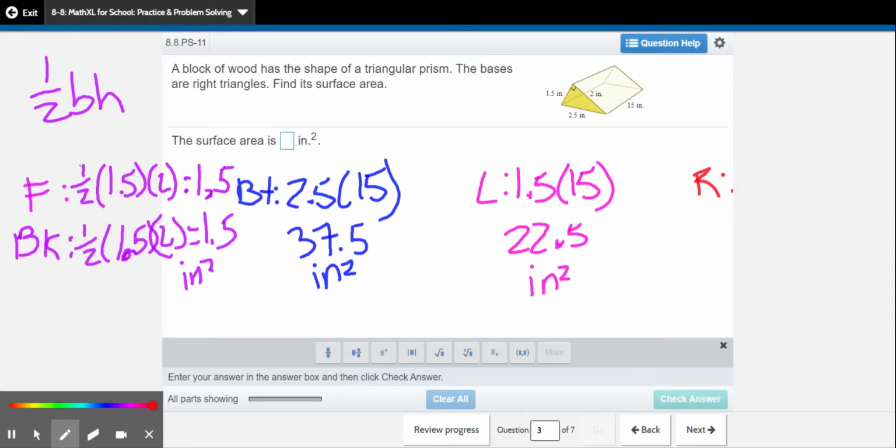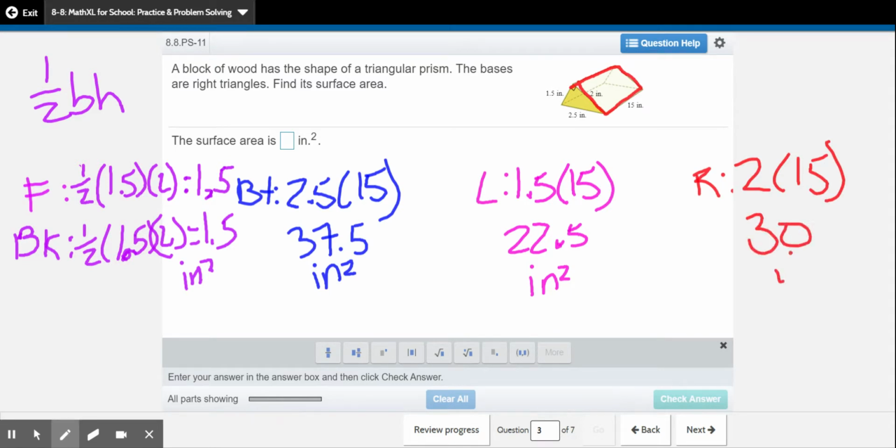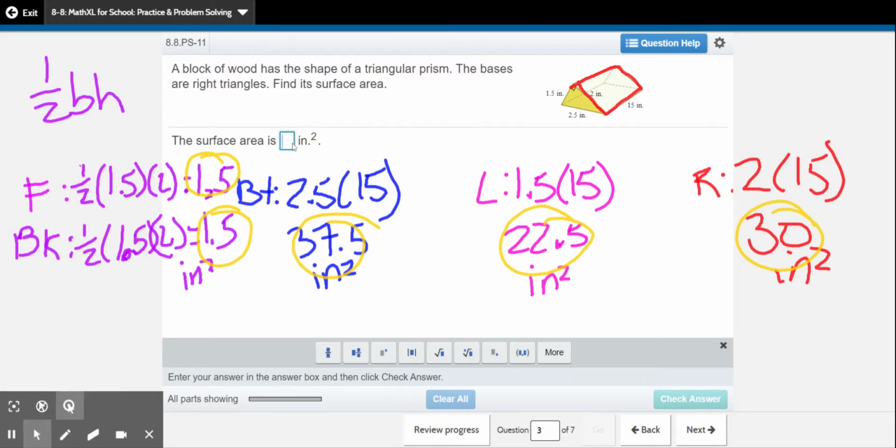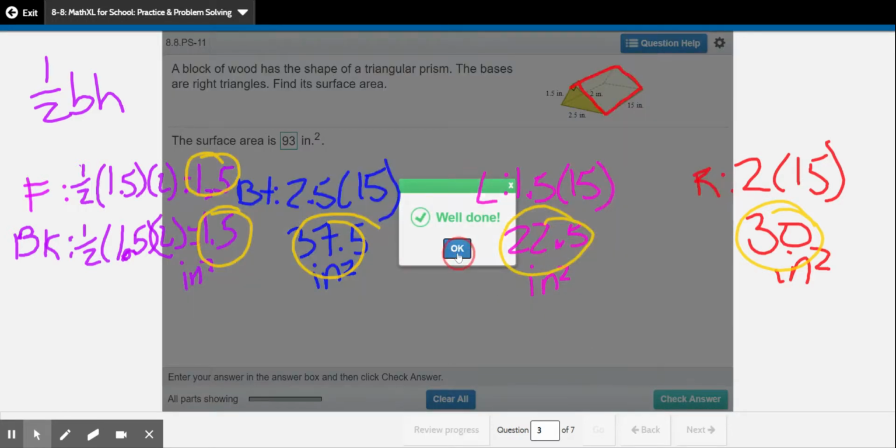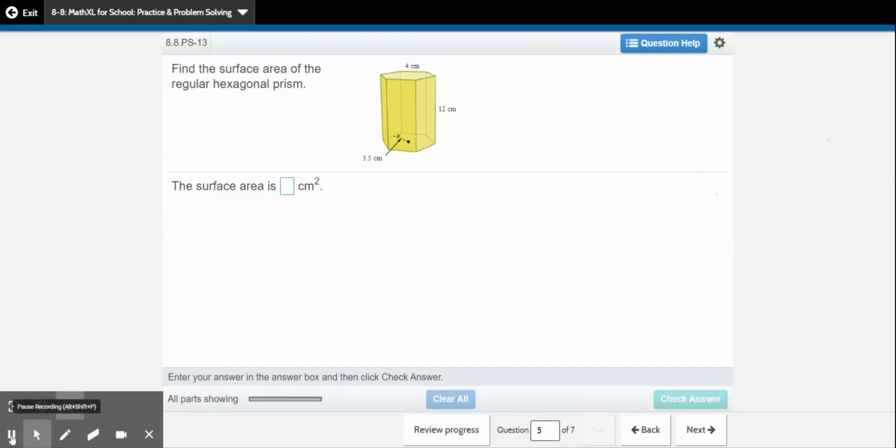And finally, our right side, or it's kind of like the top too, right here. Which two numbers do we need? 2 and 15. And that gives us 30. All right, now we're going to add up all those numbers, and that is how we are going to find our final answer. Add them all up. When you add them all up, you should get 93. Let's see if we're right. Well done.